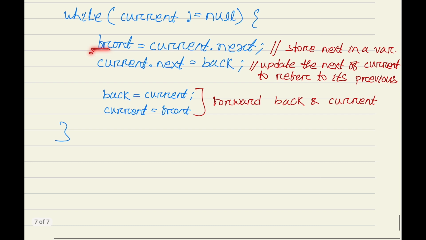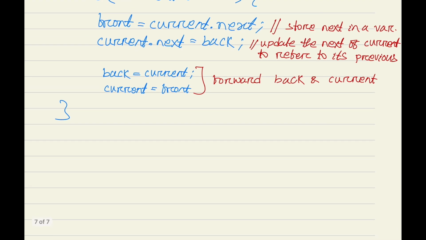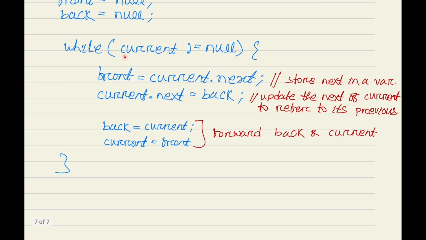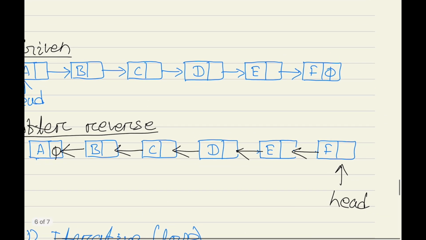So front simply stores the value of next, the initial value of current dot next. Okay. So here we can observe, when the loop terminates, the value of current becomes null. So when the value of current is not null, the loop is going to continue. So when current becomes null, the loop is going to terminate. So if we consider this one, suppose in this example f is the last node.